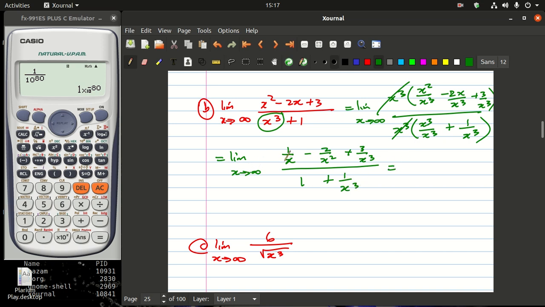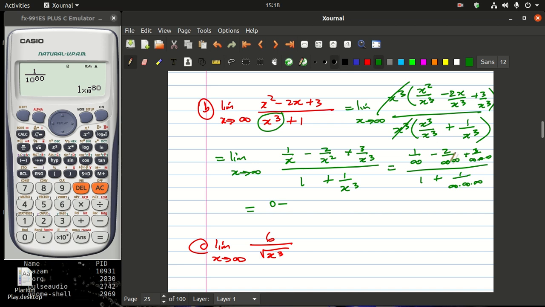Now, if I were to plug in infinity here, I will end up having 1 over infinity minus 2 divided by infinity squared, or infinity times infinity, and then plus 3 divided by infinity cubed, or infinity times infinity times infinity, all over 1 plus 1 over infinity cubed, or infinity times infinity times infinity. And if you look carefully into this, you will find out that 1 over infinity is just 0, minus infinity times infinity is infinity. Big number times a big number is the biggest number.